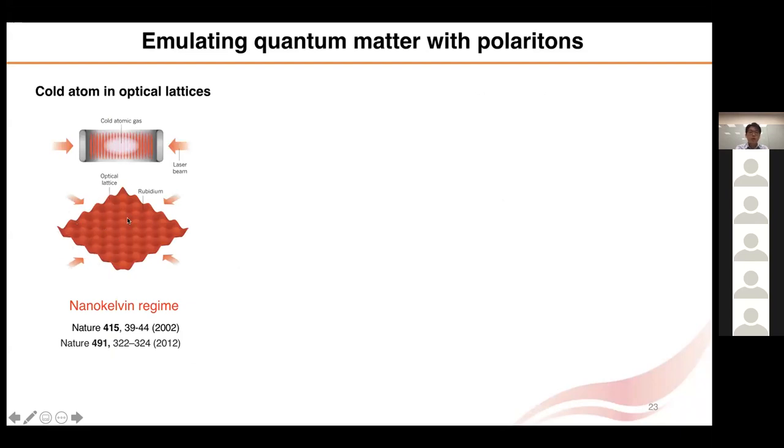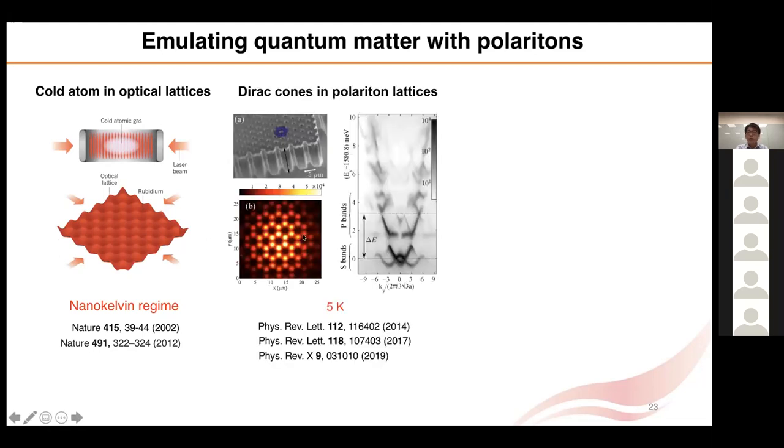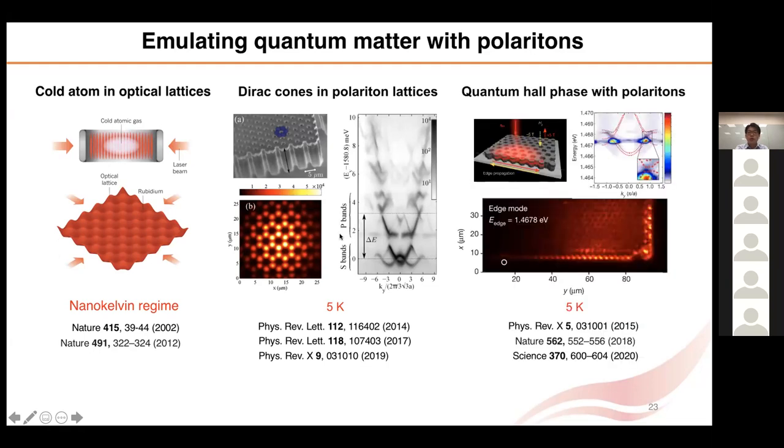However, as we know, they can only operate at very low temperature, close to absolute zero. So in this case, there has been a long desire to use, for example, polaritons, which can serve as the solid state analog of cold atoms in optical lattices. One of the requirements is to introduce periodic potentials to trap those polariton states in the system. And indeed, for example, in the previous gallium arsenide system, different types of periodic potential can be introduced inside the microcavity.